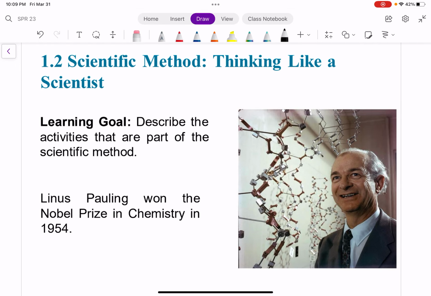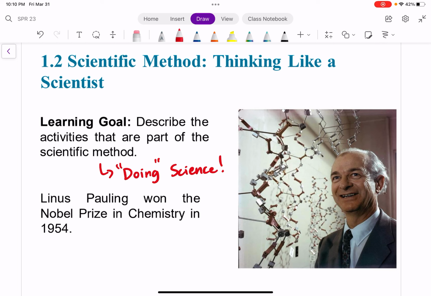All right, moving on to 1.2, the scientific method. So thinking like a scientist, we want to start trying to describe the activities that are part of the scientific method. I call this doing science. We talk about thinking about science, and we talk about science as a field of study, but what about when we actually carry it out, when we actually do it?